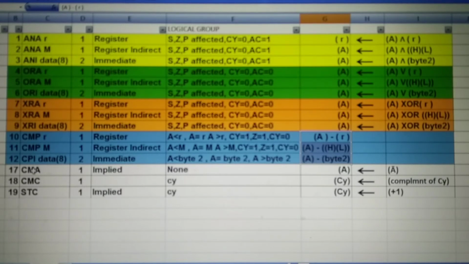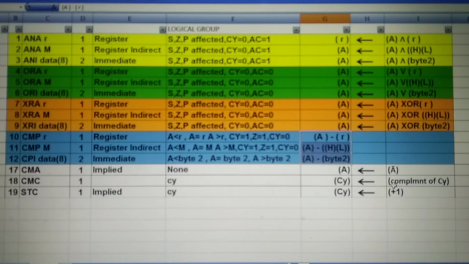CMA, complement accumulator. Whatever the number present in accumulator, its complement is taken and again stored in accumulator. CMC, similarly as CMA, complement of carry flag is taken and again it is stored in carry flag. And STC, that is set carry to 1. The carry flag is set to 1.